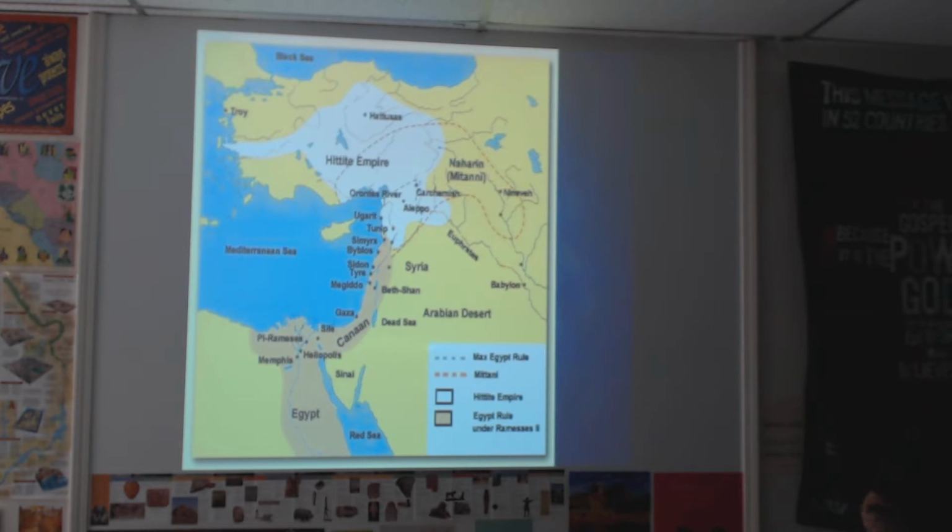What was that? Kadesh, yes. So they fought a battle in Kadesh, and remember the result of it was that it was basically a tie, and they established a peace treaty between them. But you can see why they were in conflict. Here's the Hittite Empire, down here's the Egyptian Empire, and so there was conflict between them. There's Ramses II right there.